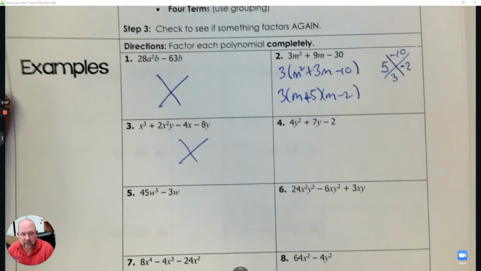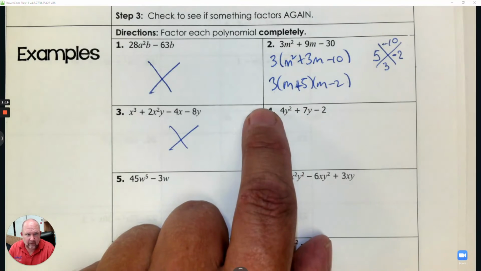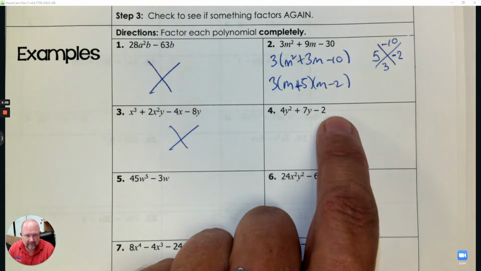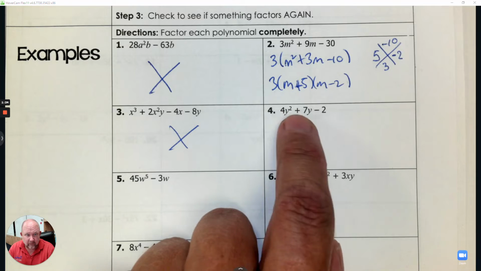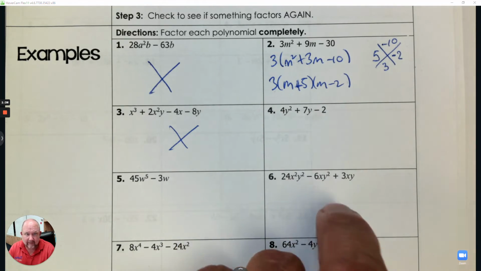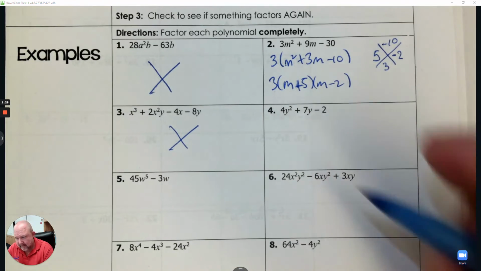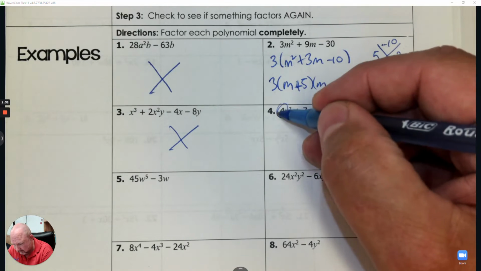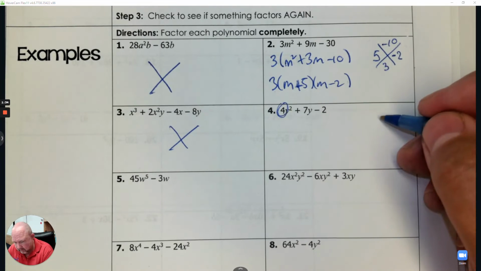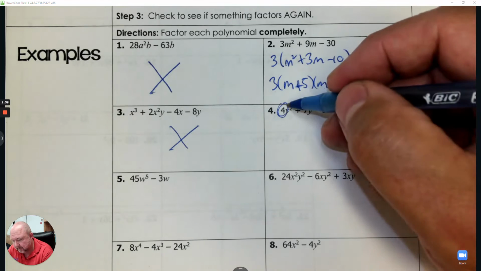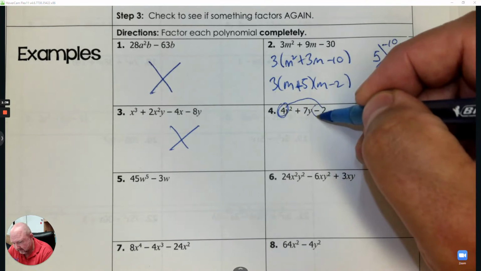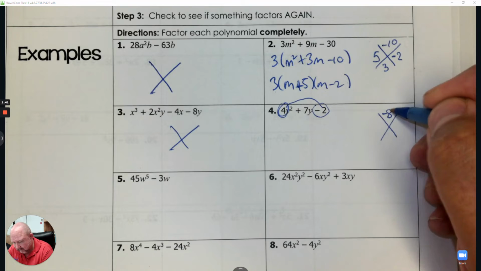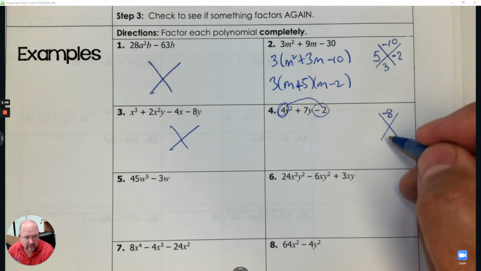Let's try number 4. For number 4, there is no common factor here. There's no number that goes into 4, 7, and 2. They don't all have y's, so we can start right away. I notice it's a trinomial, but it's not simple because the first number is not a 1. So I'm going to draw a diamond, but I'm going to remember to take the first number times the last number. That's negative 8. And then the middle number goes underneath.